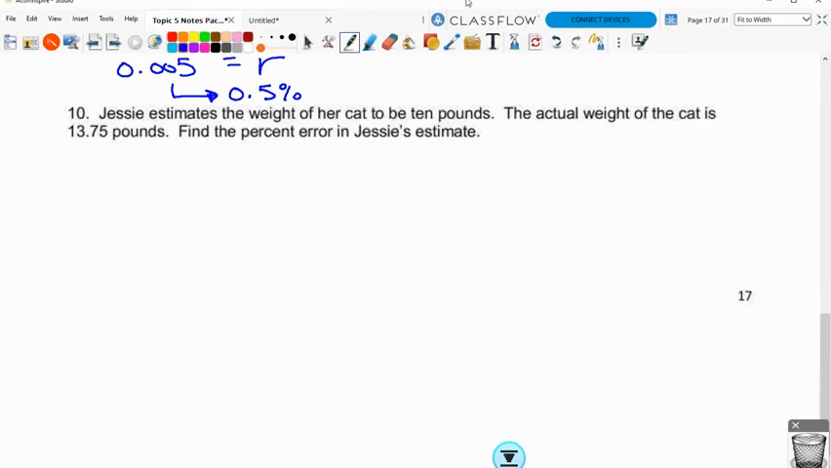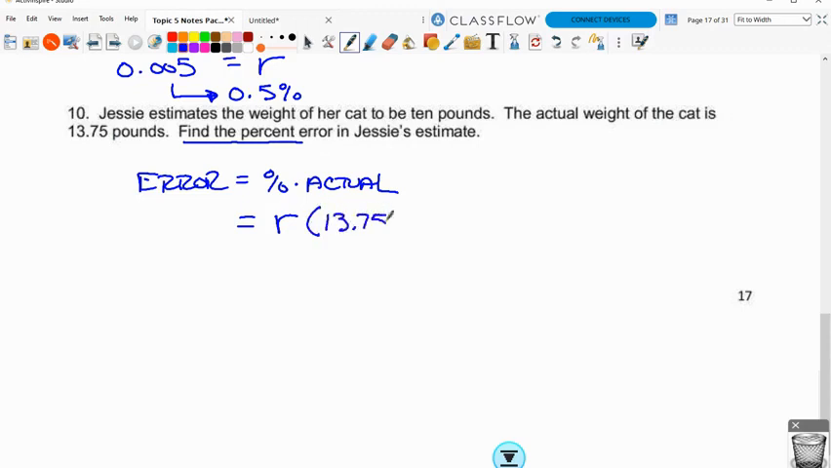In our next example, we're told that Jessie estimates the weight of her cat to be 10 pounds, but the actual weight of the cat is 13 7/75 pounds. Find the percent error in Jessie's estimate. So we'll start by writing our percent error equation. The amount of error is equal to a percent of the actual amount. Once again, we're finding the percent error, so R, the rate, is what we're looking for. Okay, the actual weight of the cat is 13 7/75 pounds, so that goes there.